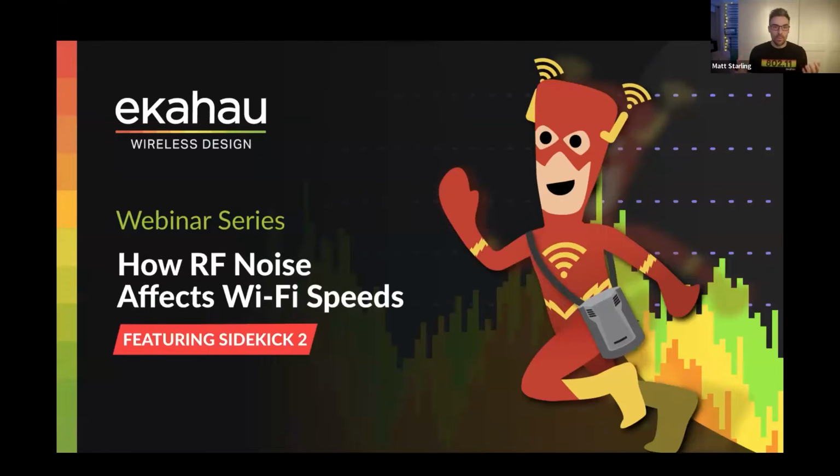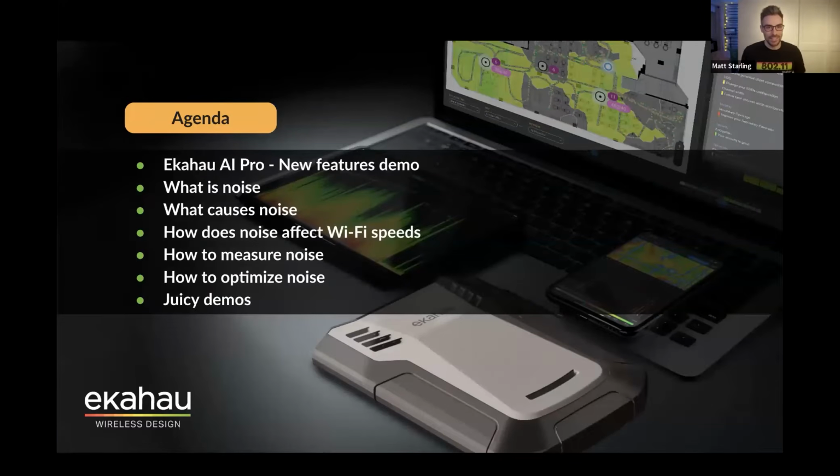And today, the webinar topic is going to be around how RF noise affects the speed of our Wi-Fi performance, and it's featuring our superstar device, the Ekahau Sidekick 2. So the agenda today is pretty packed. Mac, how's it going today?